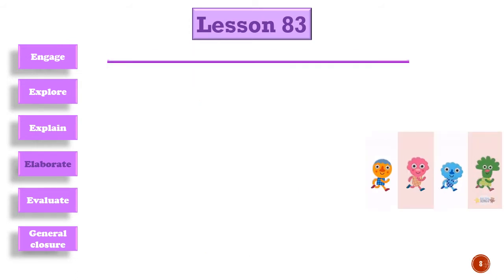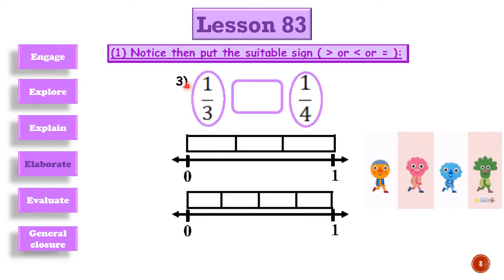Next one, number 3, we have a third and a fourth. In the first number line, we have no fractions, we need to write it. In this number line, we divide this strip in 3 equal parts. It will be third, 2/3, and 3/3. And this part is called third.